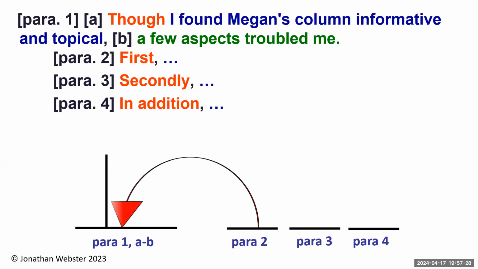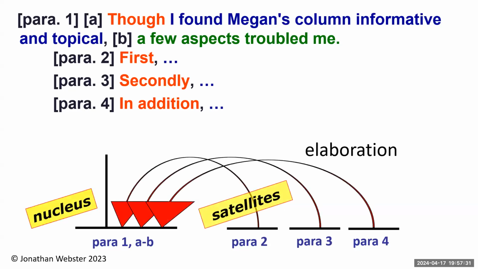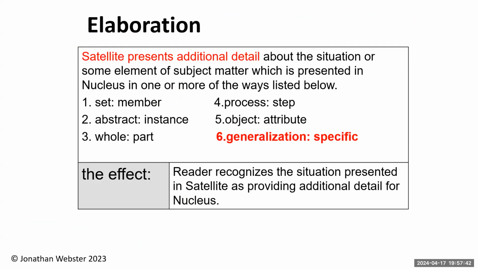And what were they? Well, paragraphs 2, 3, and 4, which we call the satellites. And the main idea being the nucleus: the few aspects troubled me. The relations in rhetorical structure theory, how are they defined? They are not defined grammatically. They are defined in terms of the effect, what effect it has on the reader, defined in terms of basically the semantics.